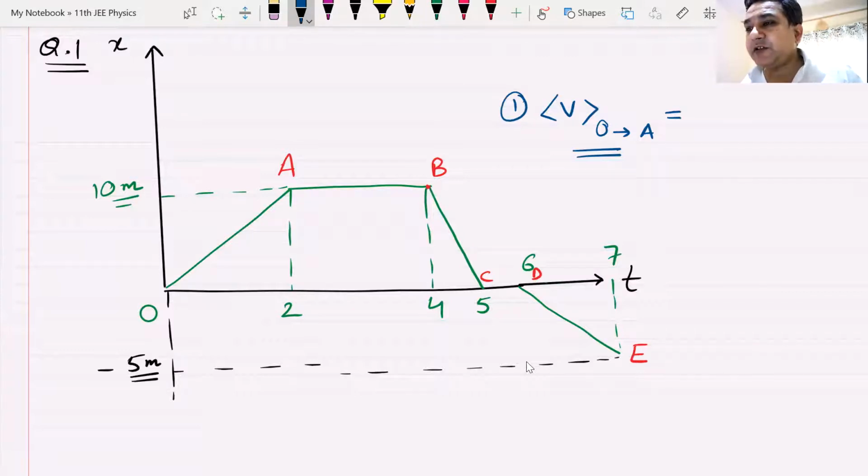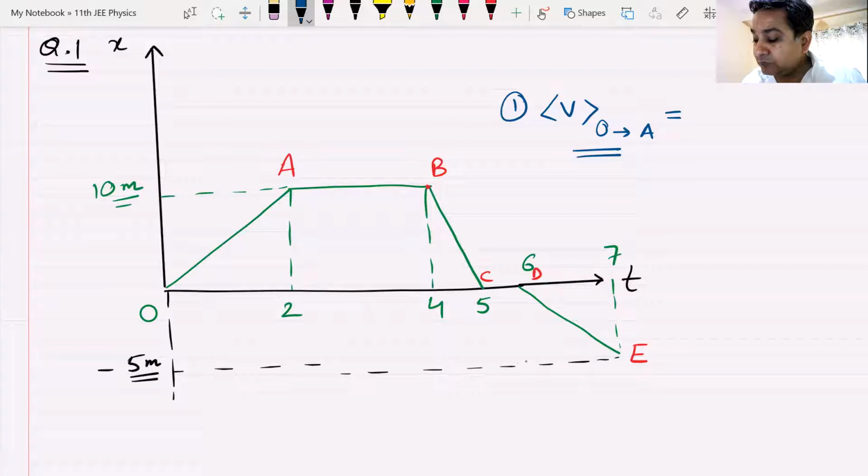What is the average velocity from O to A? Reddy has won the contest this time. He has given me an answer for the average velocity from O to A. I won't let you know the answer yet. I'm waiting for Spidey to come. Welcome, Spidey. I was waiting for you.